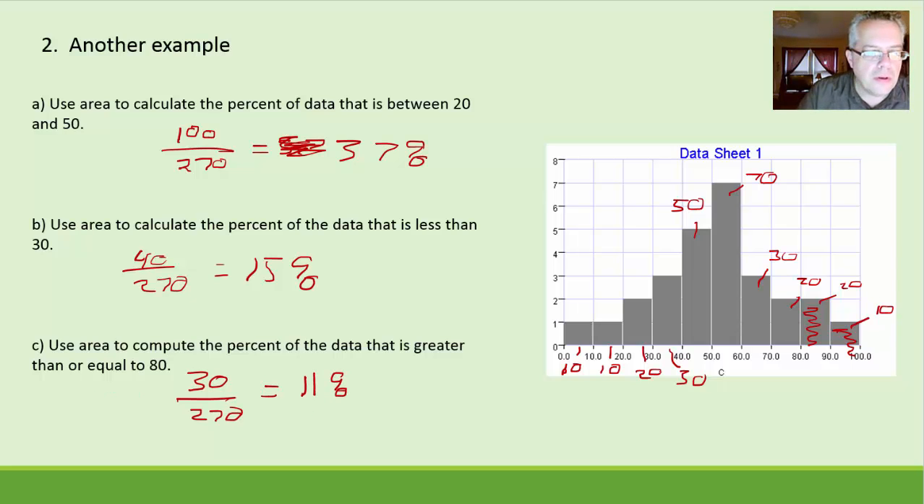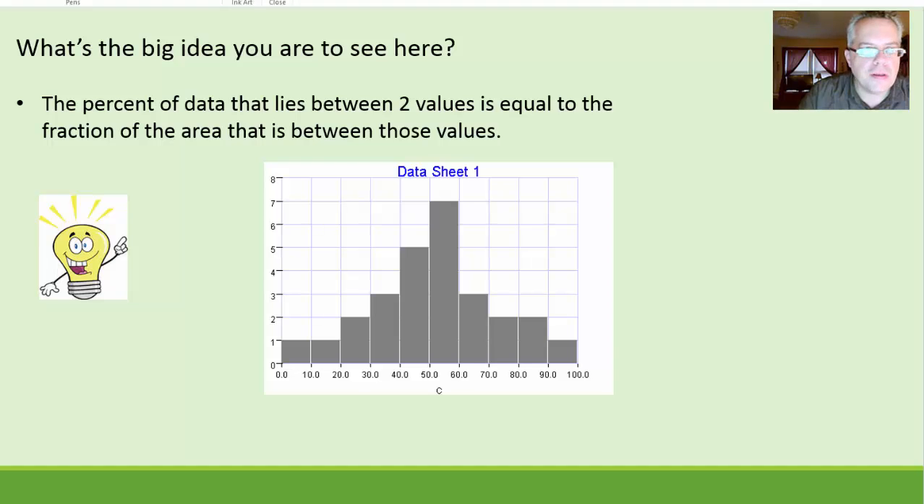Okay, so the main idea we're trying to emphasize here is that the percent of data that lies between 2 values, let's say like 20 and 40, is equal to the percent of area that lies between those 2 values. Okay, so if I can find that area divided by the total, that's the percent of data that lies in between there.